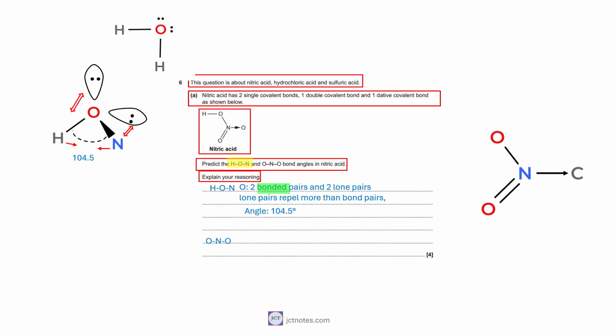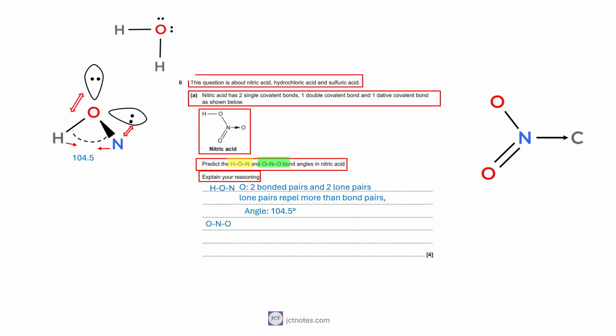Next, consider the oxygen-nitrogen-oxygen bond angle. The nitrogen atom has 3 regions of bonding electron density and no lone pairs. These 3 electron regions arrange themselves as far apart as possible, producing a trigonal planar geometry. In a trigonal planar arrangement, the bond angle is 120 degrees. Therefore, the hydrogen-oxygen-nitrogen bond angle is approximately 104.5 degrees, and the oxygen-nitrogen-oxygen bond angle is 120 degrees.